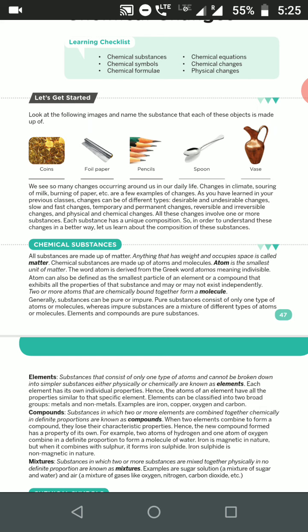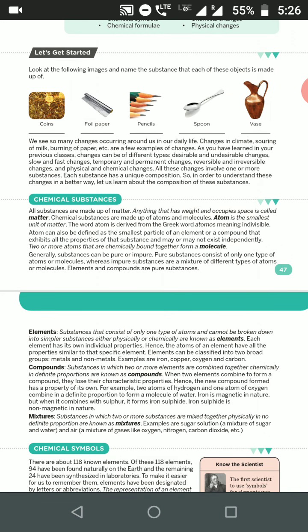Substances can generally be of two types: pure substance or impure substance. Pure substances are made up of only one kind of atom or molecule. Whereas impure substances, which are called mixtures, are made up of different types of atoms or molecules. Element and compound are pure substances. Now, what is an element, what is a compound, and what is a mixture?